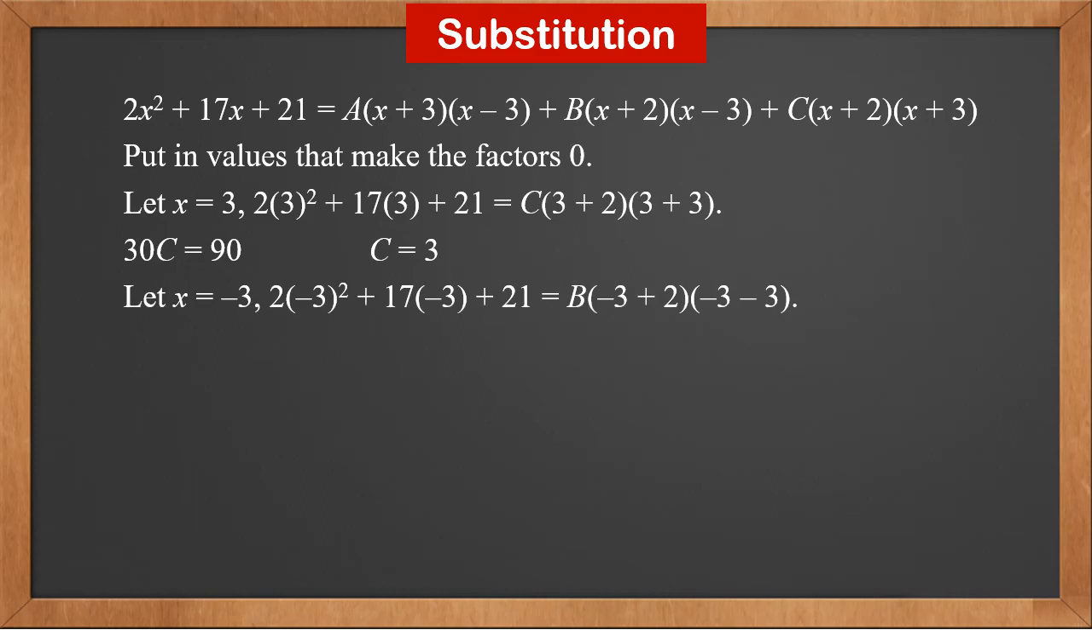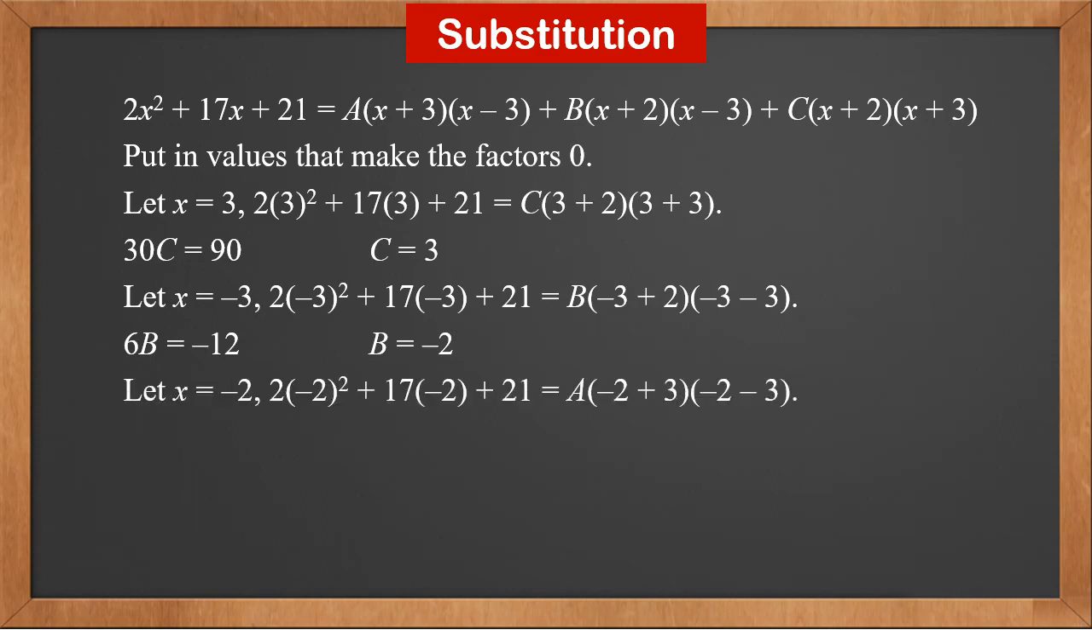Let x equal minus 3. The left side is 2 times (minus 3) squared plus 17 times (minus 3) plus 21. On the right side, the first and third terms are 0, and only the term with B is left. It is B times (minus 3 plus 2) times (minus 3 minus 3). So 6B is minus 12, and B is minus 2.